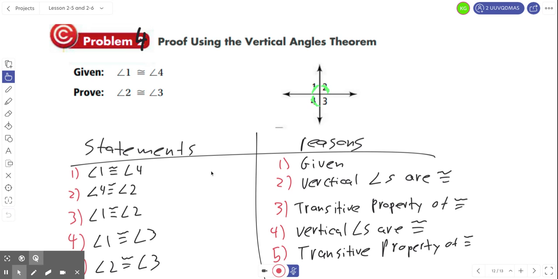So there you go. On the next slide, you have a chance to do something similar. You are going to need to be able to do proofs using the vertical angles theorem, using the segment addition postulate, and using the angle addition postulate. Those are the 3 things that we are taking from chapter 2. All right. Good luck on the next example, and that'll be the last thing for this lesson.